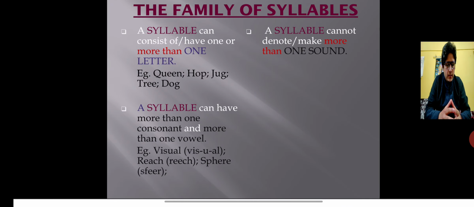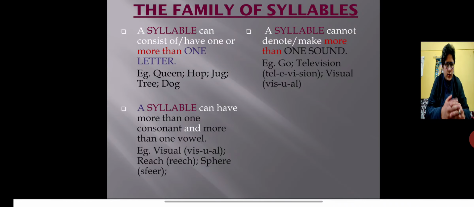The left part of the slide shows you what a syllable can consist of, what it can possess. The right side is going to tell you what it cannot be. So a syllable cannot denote or make more than one sound. Just as I told you in the previous slide, it's called a monotone, where mono refers to one. Next up, we've got examples.